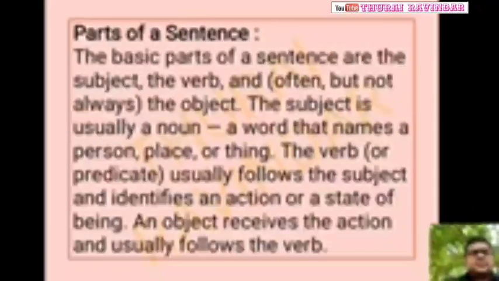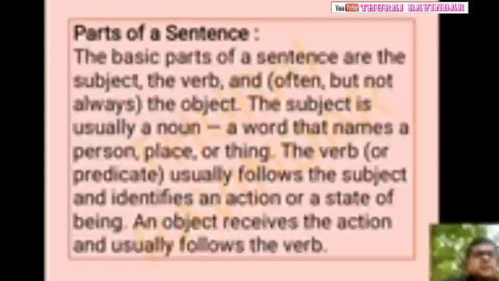Parts of a sentence. The basic parts of a sentence are the subject, the verb and often, but not always, the object. What are the basic parts of the sentence? There are three parts. One is subject, the second one is verb and the third one is object. The subject is usually a noun, a word that names a person, a place or a thing. The verb or predicate usually follows the subject and identifies an action or state of being. An object receives the action and usually follows the verb.